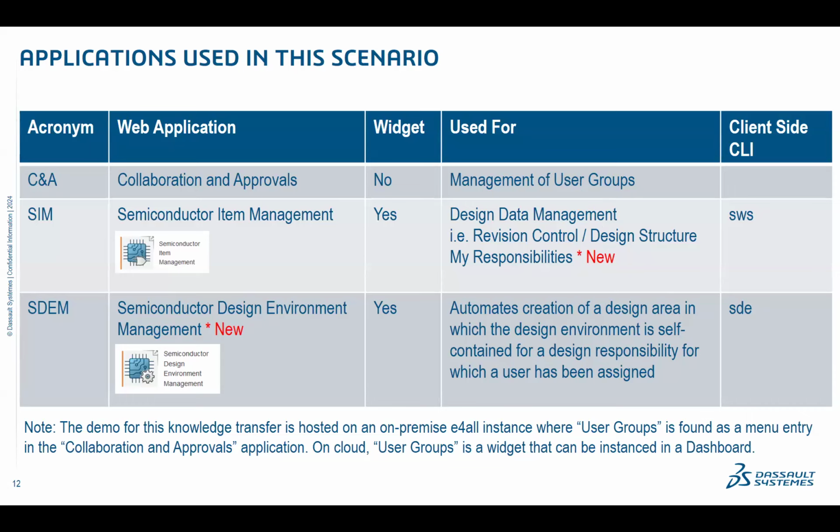I will be doing this demo on an E4all, which is an on-premise server installation. On-premise, user groups are not a web app that can be dropped into a dashboard, but rather they're part of another monolithic application called collaboration and approvals. If I was doing this on a cloud instance, rather than collaboration and approvals, I would be using just a web app called user groups as well, but they do the same thing.